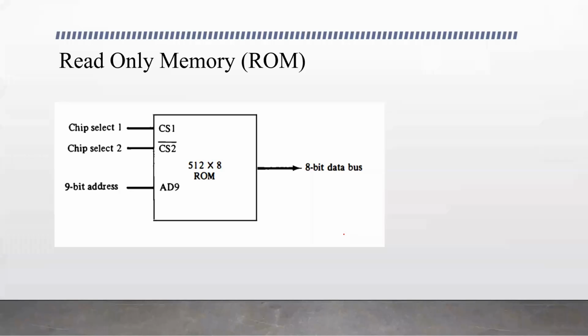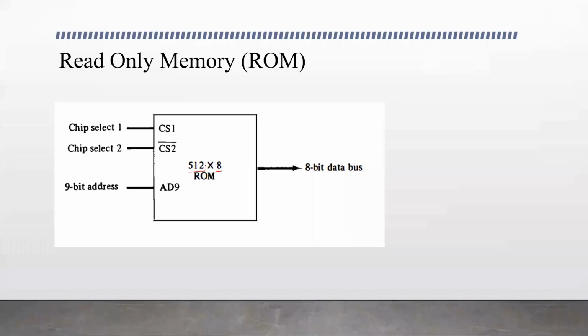And the second part of this memory is read-only memory, right? A little portion of memory is made of read-only memory. And here, this is a block diagram of a ROM chip. And the size, capacity of this ROM is 512 words, each word having 8 bits.